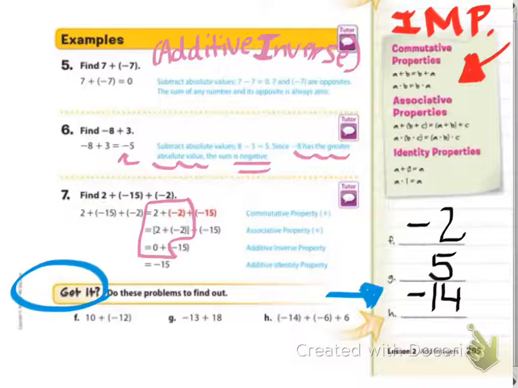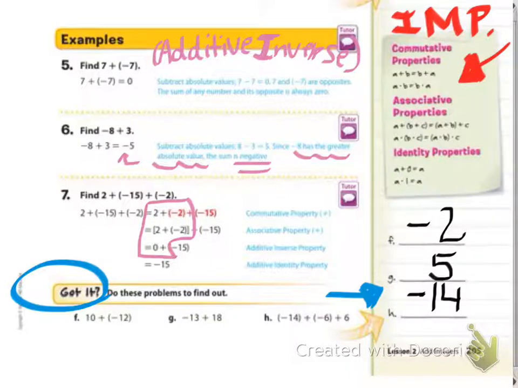Okay, now you should be able to see the answers to the got it questions. 10 plus negative 12. Different signs subtract. 12 minus 10 is 2. Negative 12 is further, so it's a negative sign for negative 2. G, different signs subtract. 18 minus 13 is 5. Keep the positive sign. It's the one further from 0.